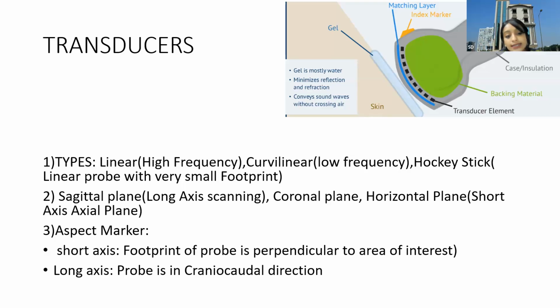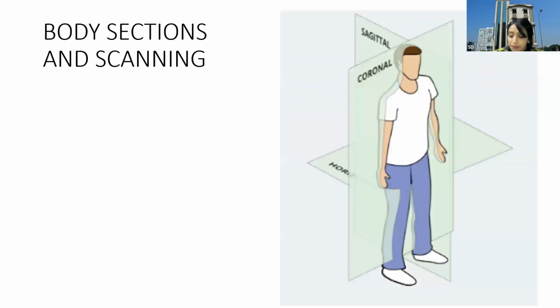So, short axis and long axis. Suppose we are placing the linear probe parallel to our humerus, that is seeing the humerus in the long axis. When we are placing the probe in a perpendicular way, that is seeing the humerus in a short axis. So this is the concept of long axis and short axis. This again will be shown by Sir in the subsequent part of the class.